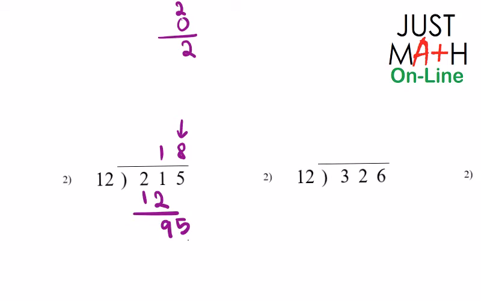8 times 2, 16. 8 times 1, 8. 8 plus 1, 9. Also cannot, because this is over already. So you have to use 7 now. You have to estimate the figure to use here. 7 times 2 is 14. 7 times 1 is 7. 7 plus 1 is 8. 5 minus 4 is 1. 1. So your remainder is 11.